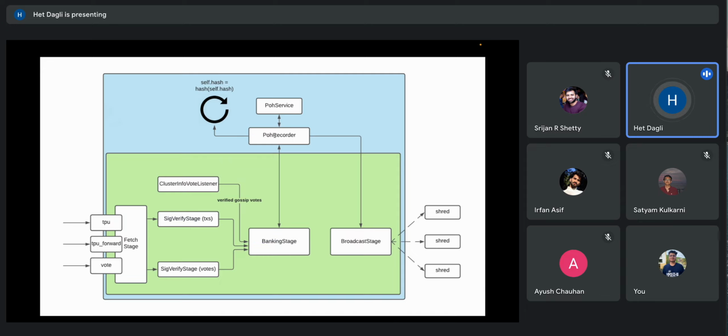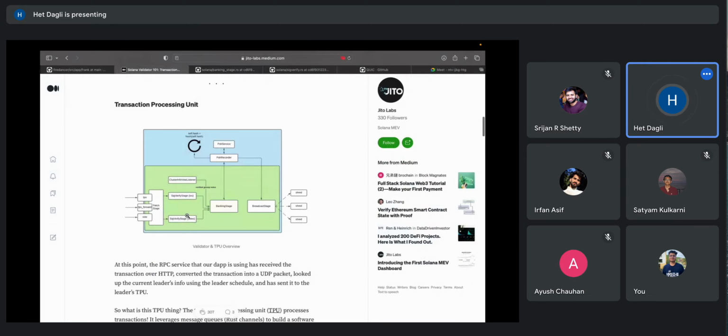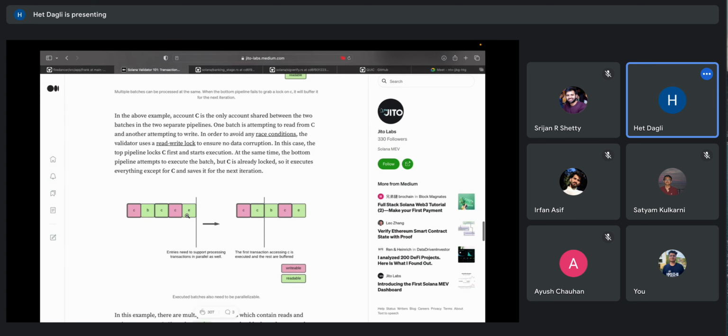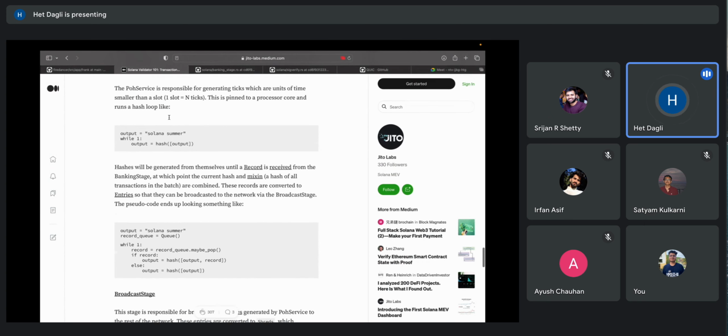Next, it goes to the POH recorder. For every transaction, the data of the transaction along with the slot is recorded as a POH record. It's a timestamp. So I can show you some pseudo code these guys have written. Yeah, so you see this.